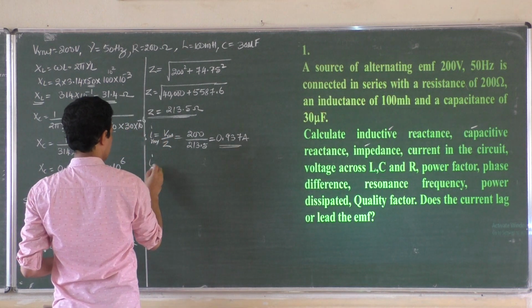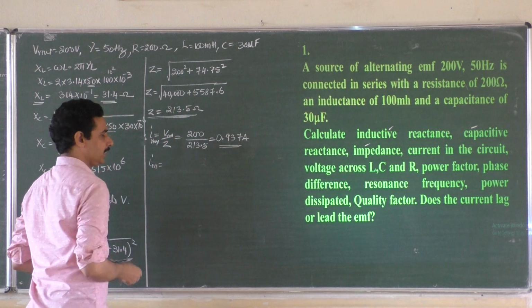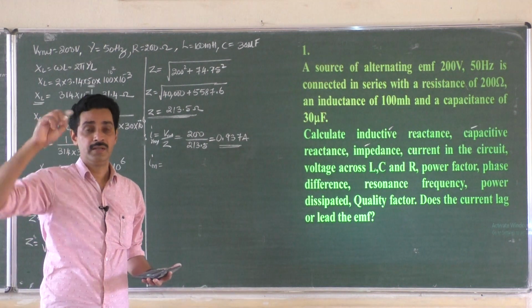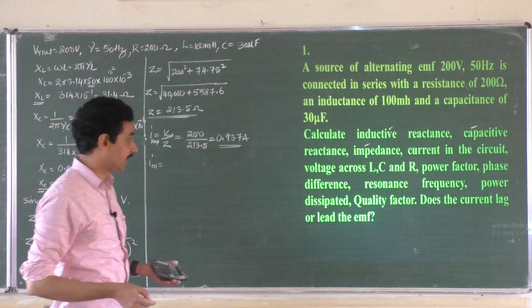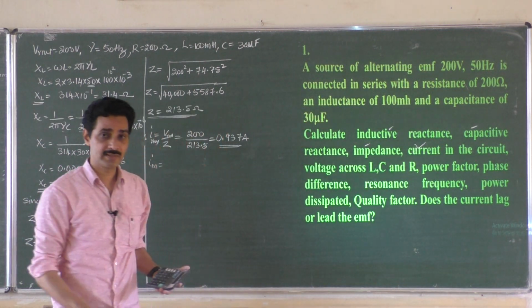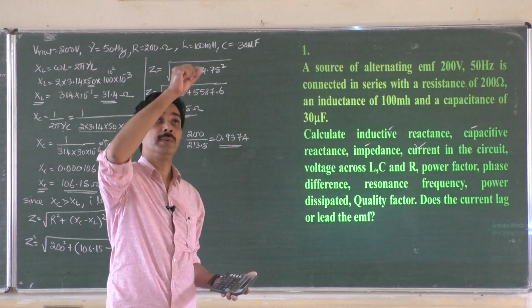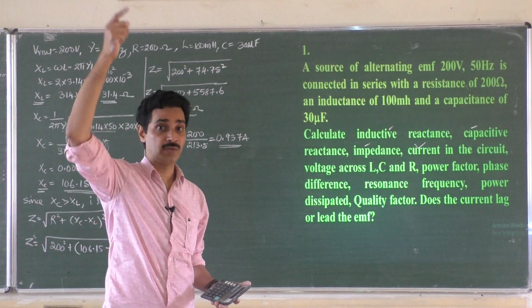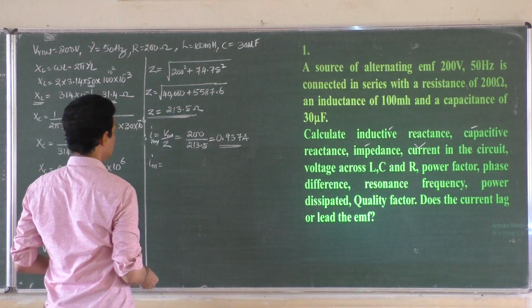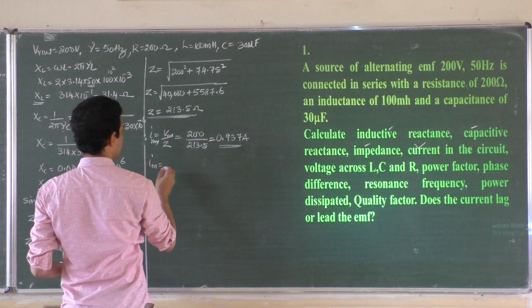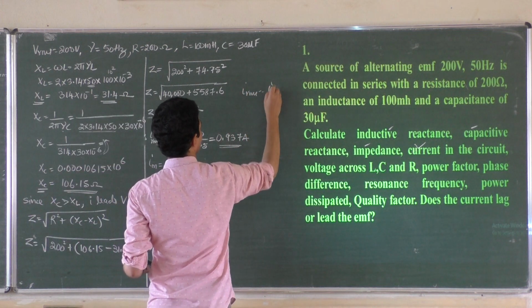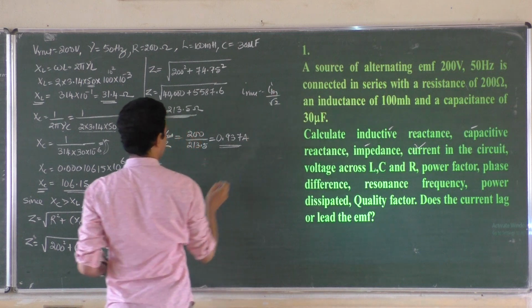What is I peak, IM, the peak value, not the maximum? If it is asked only as the current in the circuit, that means RMS current, if they don't mention. If they ask what is the maximum current at that moment, the peak value of current, surely it is not the highest peak value. IRMS is equal to IM by root 2, right? So what is IM?